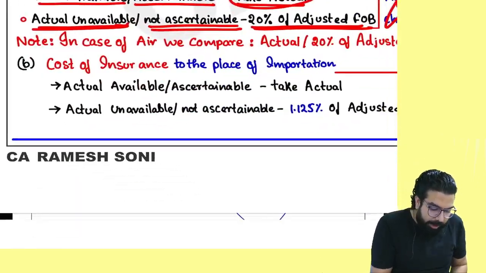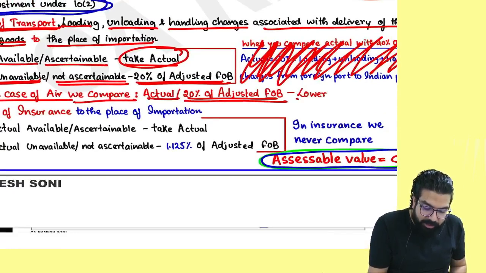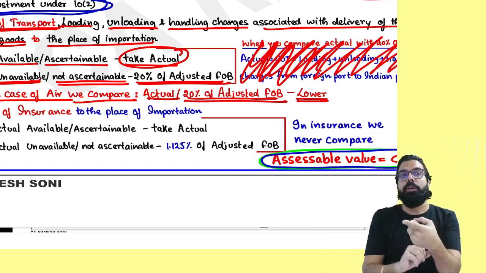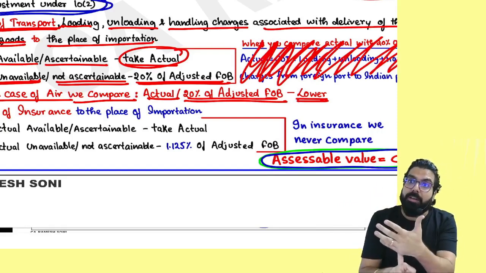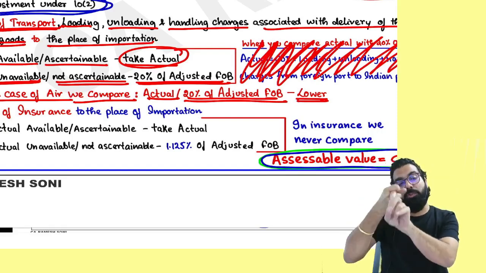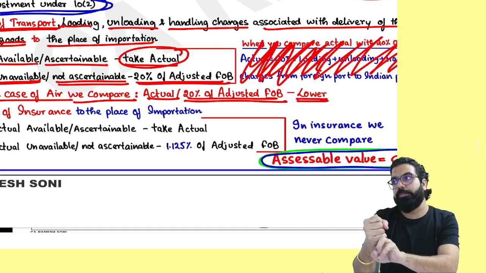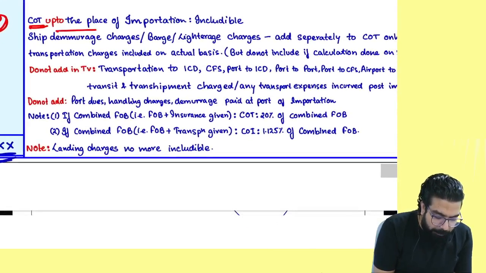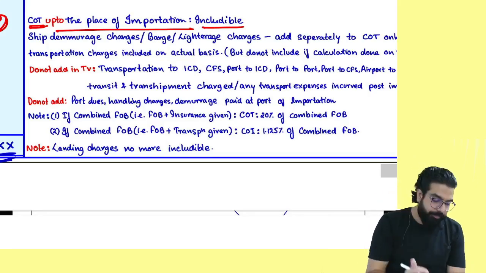But remember one thing. In case of air, we always compare the actual or 20% of the adjusted FOB and take whichever is lower. But in all other cases, imported by road, imported by ship, if actual is there, always take actual. If actual is not there, then 20%. But in case of air, we compare. In case of air, we take actual cost of transportation or 20%, whichever is lower. Is my point clear to all? Everyone, here I have written something. See, cost of transportation up to the place of importation is includable. Whatever is the cost of transportation, always included.